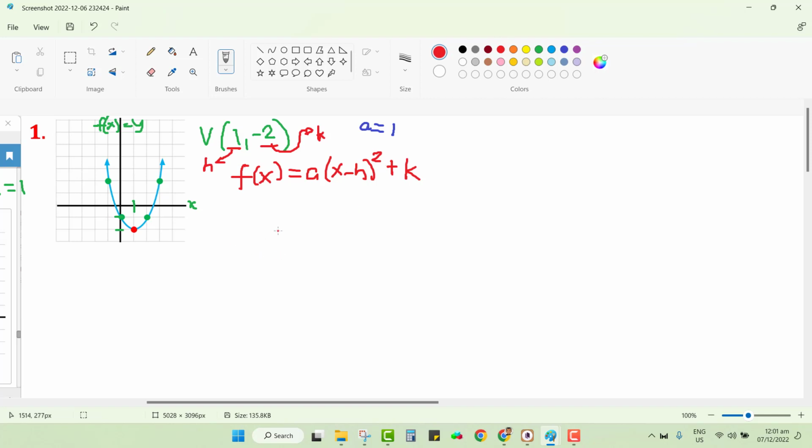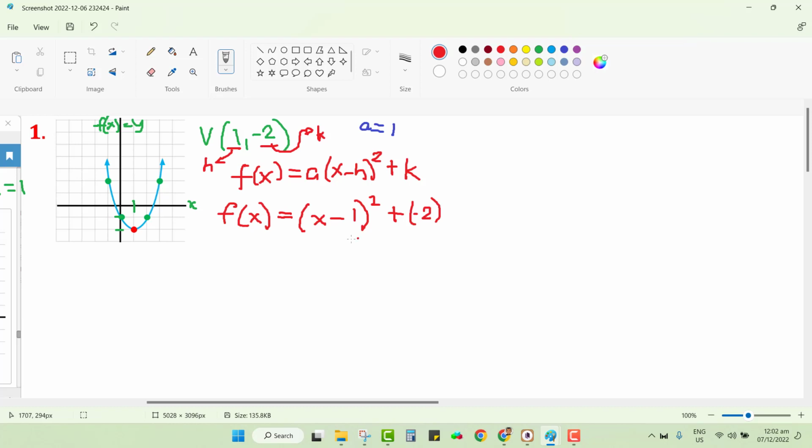form of the quadratic function, and it's given as f of x equal to, when a is 1, you don't need to write that. You have here x minus the value of your h, which is 1, and you square that binomial, plus the value of k, which is negative 2.